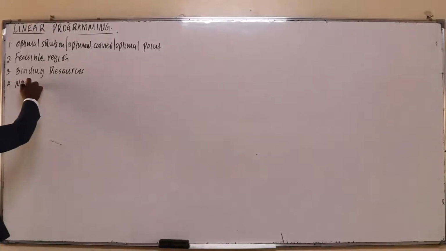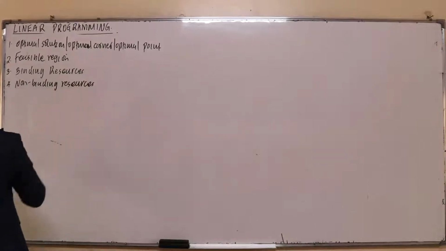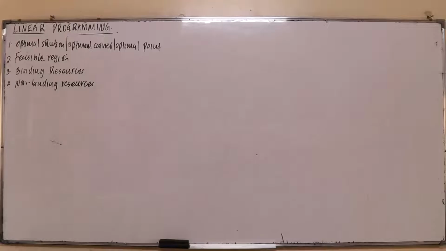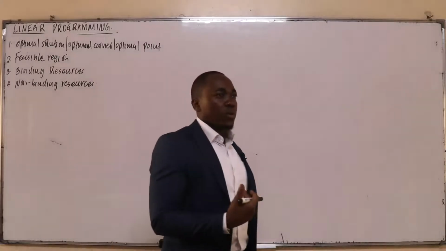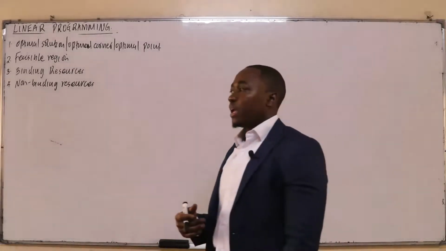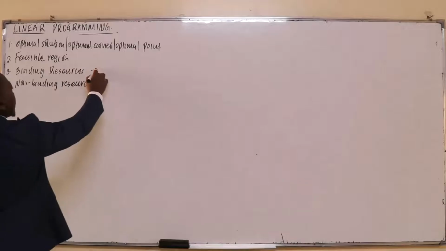Number 4, non-binding resources. These are resources which are not fully utilized at optimality. Yeah, we have seen that for binding resources, they are fully utilized.